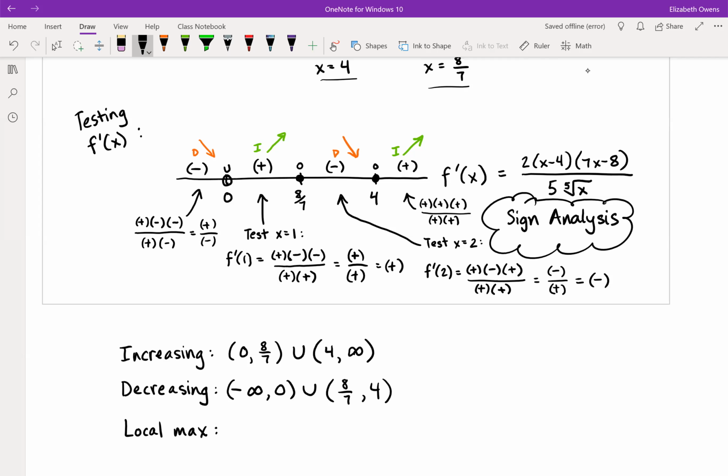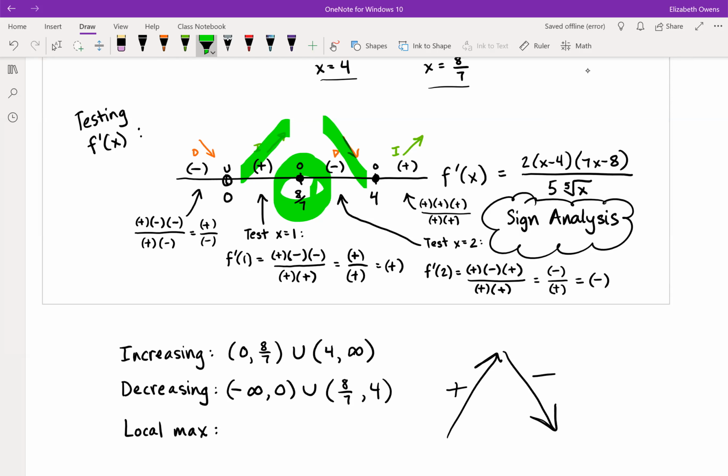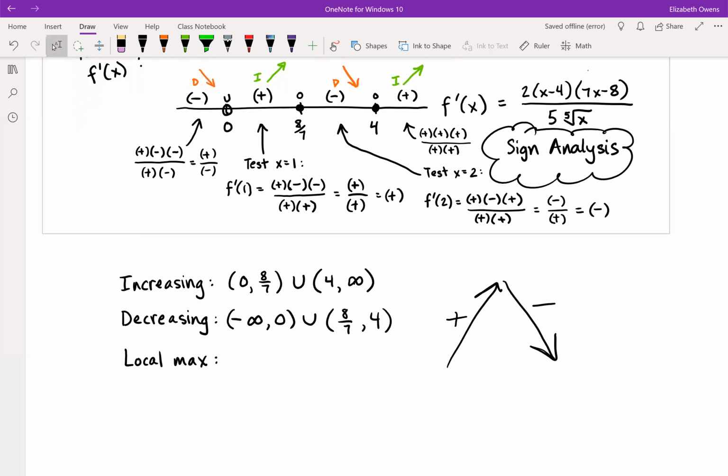Remember that we're going to get our local maximums where we switch from increasing to decreasing, okay? Positive to negative for the max. So there's only one spot where that happens on this chart here. Increasing to decreasing, positive to negative. This is going to be our local max right there at 8/7. Oop. Trying to erase that highlighter. There we go. Okay. So we would say there's a local max at f of 8/7.